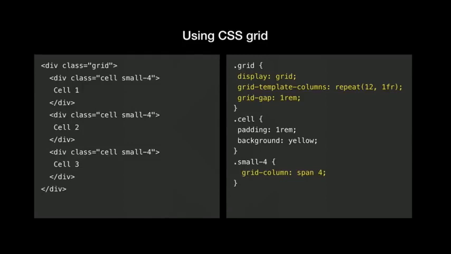And then right at the bottom, we are setting the small-4 class, which is really just, I wanted to use the same markup as in the Foundation example. We're setting that to span 4 columns. But the big difference is that now we're not calculating any width. We're just saying, I want this to be 4 columns wide. So let's look at how to define a grid in more detail.